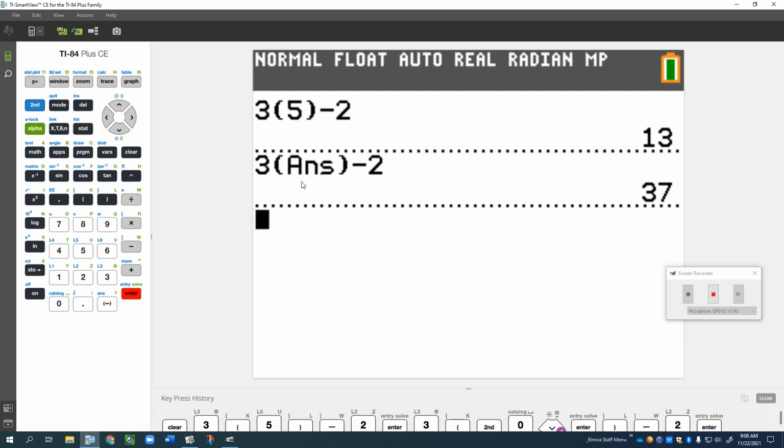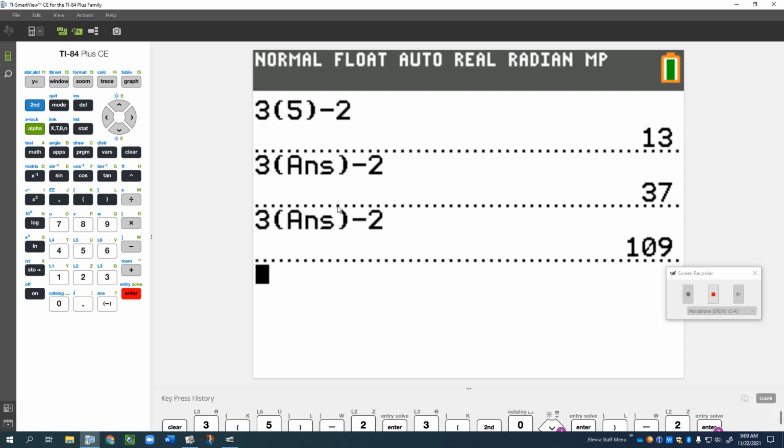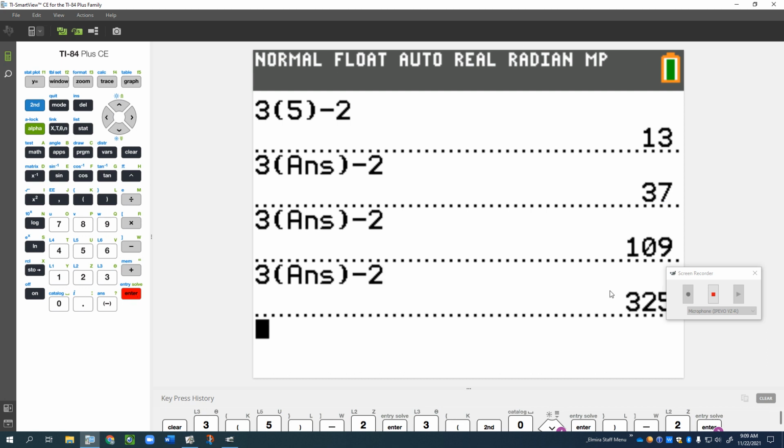Now here's where it gets cool. If I hit enter again, it subbed the 37 in because that's the ANS. It just takes the previous answer and subs it in. And subs it in. I could keep hitting enter. Now, is it required that you use this hack? Absolutely not. But I just thought it was worth showing.